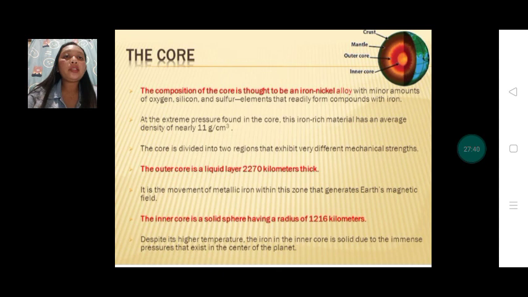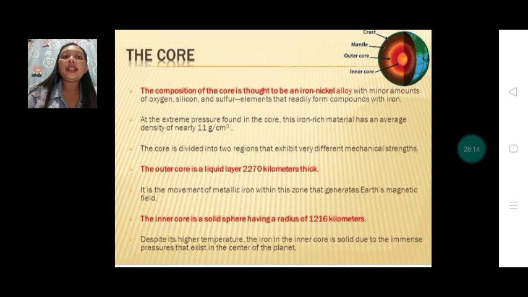Okay, so the composition of the core is thought to be an iron-nickel alloy, with minor amounts of oxygen, silicon, and sulfur, elements that readily form compounds with iron. At the extreme pressure found in the core, this iron-rich material has an average density of nearly 11 grams per cubic centimeter. Okay, the core is divided into two regions that exhibit very different mechanical strength.